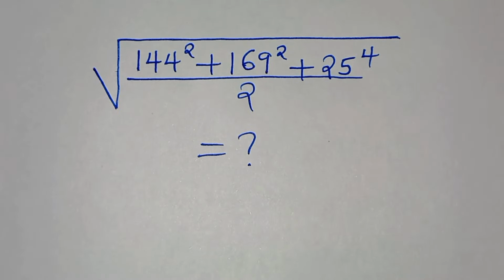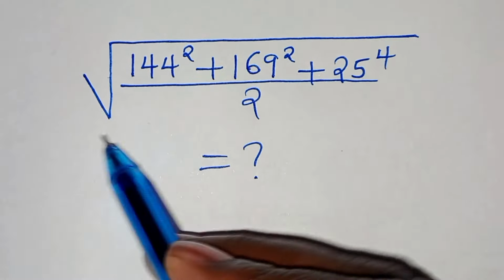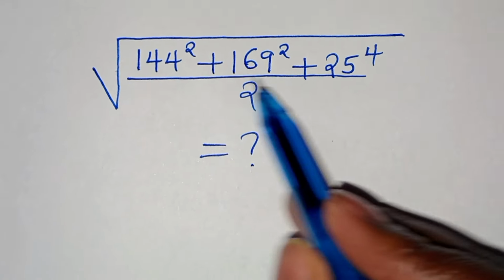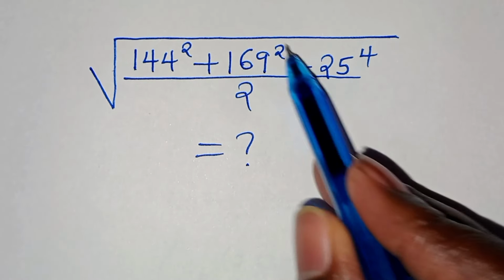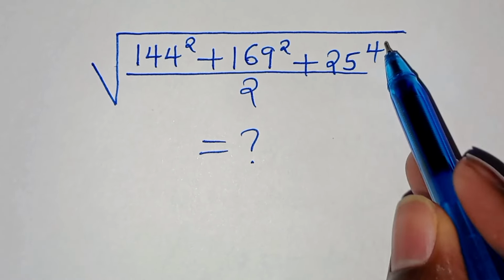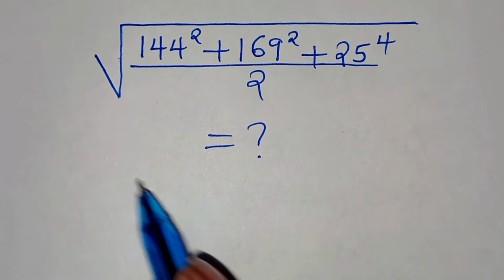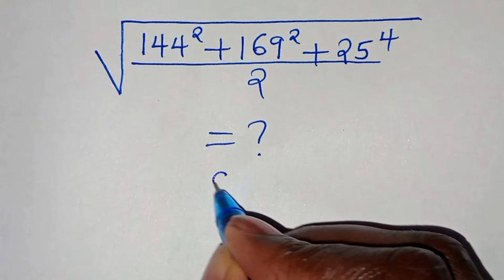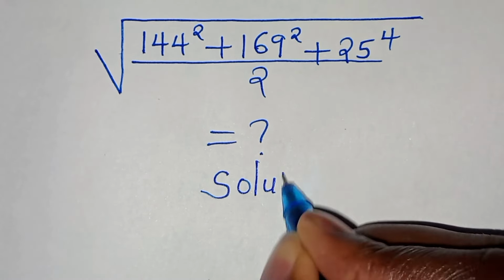Hello everyone, you're welcome to solve this nice square root math problem, which is the square root of 144 to the power of 2 plus 169 to the power of 2 plus 25 to the power of 4, divided by 2. So how do we solve this math problem? Let's provide a solution from here.